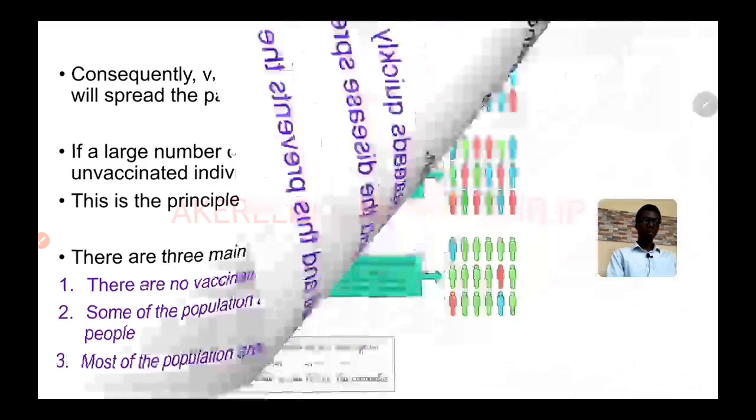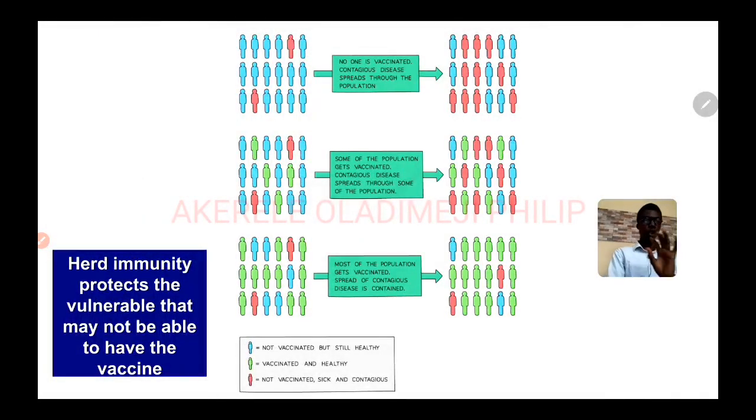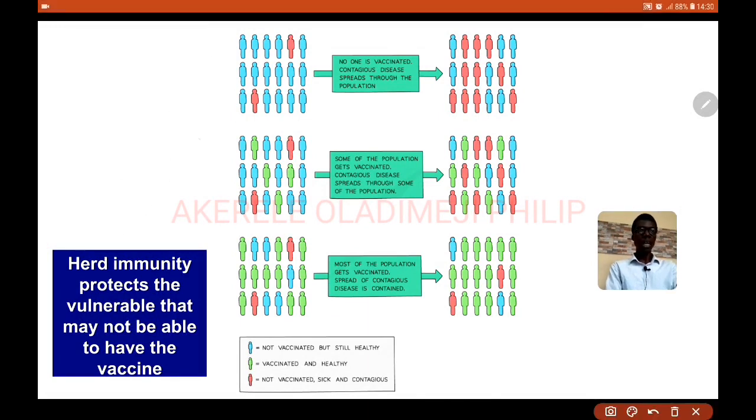All right. Now, this is what I was explaining. I want you to just follow this. This is very, very important. Let's say we have group, let me label this as our group A. This is group B and C. Now, you can see the key here. Let me say this is blue. This first one, this blue, means they are not vaccinated, but they are still healthy. All right. Then this green says they are vaccinated and healthy. Then the red says not vaccinated, sick and contagious, which means they can transfer it.